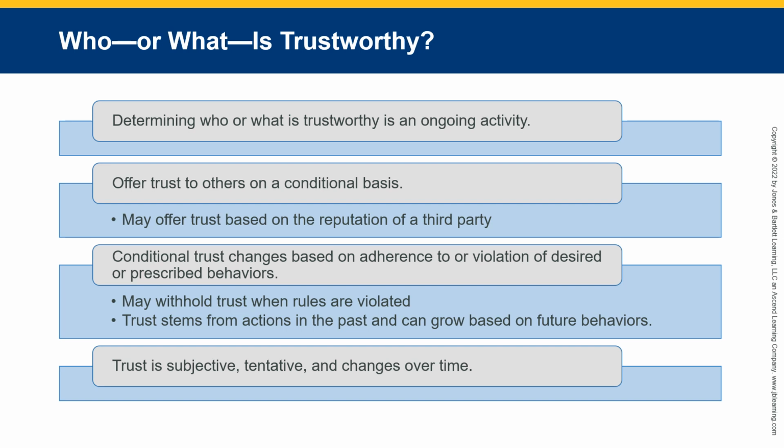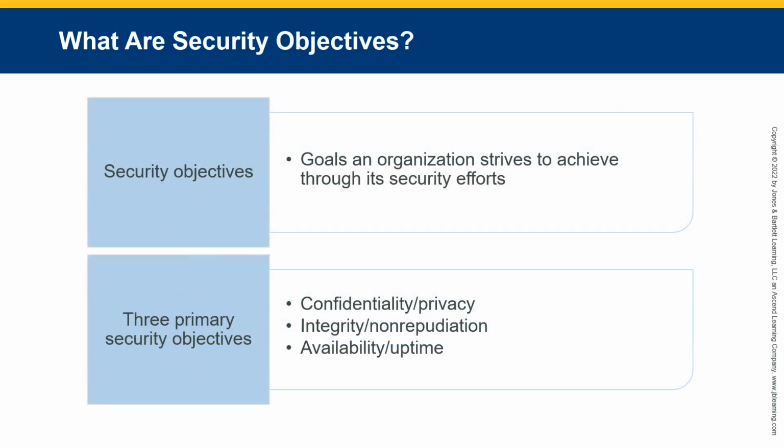So remember that trust is subjective, based on one's own perspectives. It's tentative and it can change over time. Something goes great, and we've all had that friend that all of a sudden we have a disagreement with, and now you can no longer trust them. A good analogy for that.